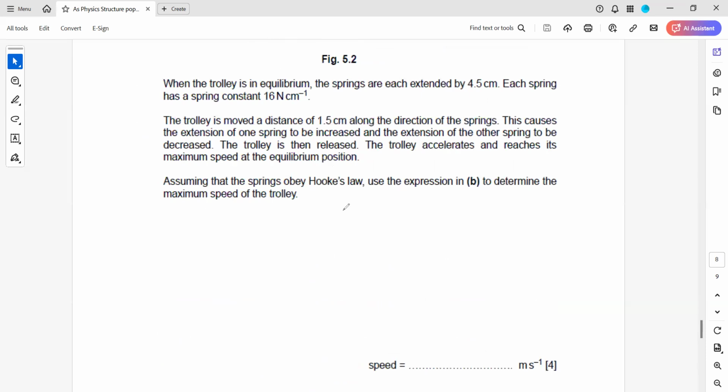But in the question, they specifically mentioned to use the expression in B. That's why you have to use that. The other method will not score any mark, because in the question it is mentioned to use the expression in B.